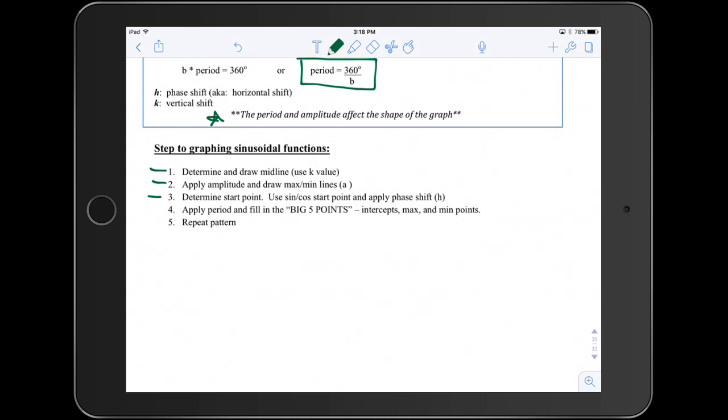and decide, are you dealing with a sine or cosine? Because sine, we know we start with 0, 0. Cosine, we start at 1, 0 or 0, 1. And then you have to apply your phase shift or your vertical shift, or horizontal shift, I'm sorry. And then you repeat the pattern.